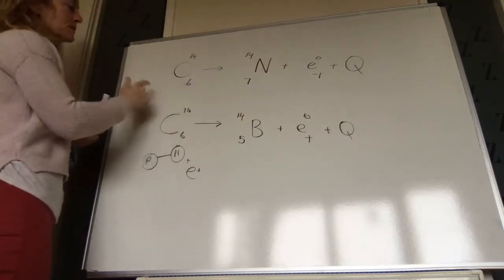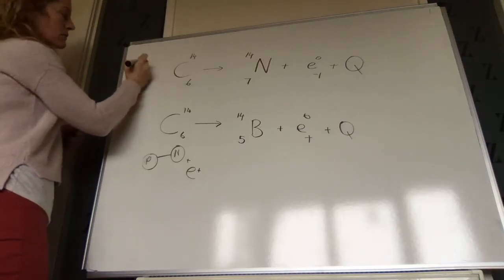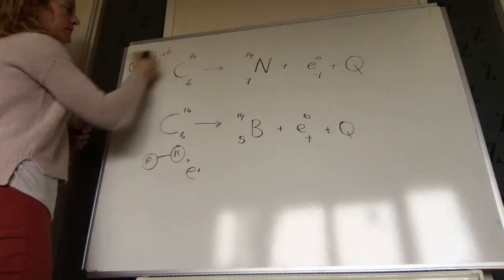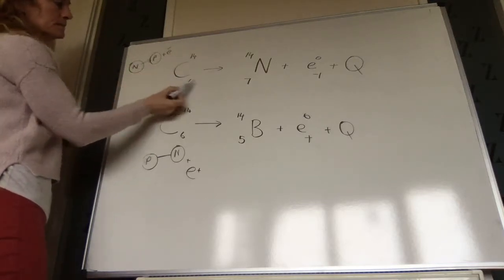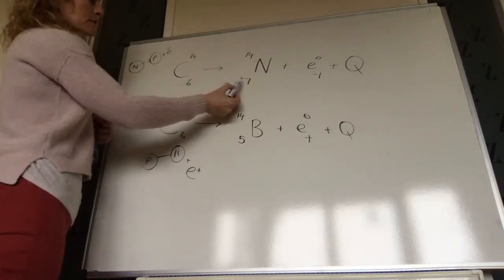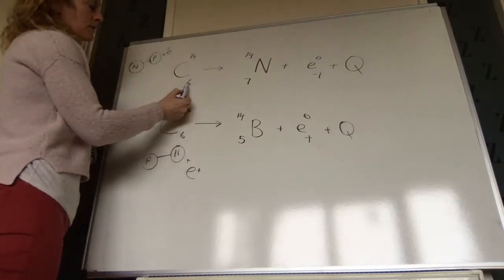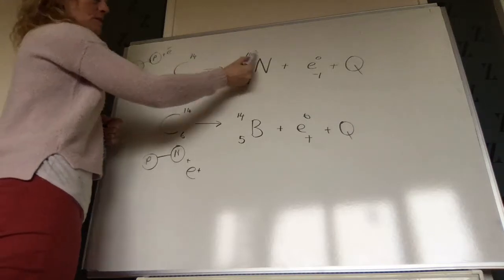So for beta minus, remember what happens. A neutron in the nucleus turns into a proton plus an electron, okay? That means your number of protons is going to go up by 1, and you have an electron. So if the number of protons goes up, it becomes a new element, and that new element is nitrogen. Now, the number of protons goes up, but the number of neutrons goes down, so the sum of protons and neutrons doesn't change.